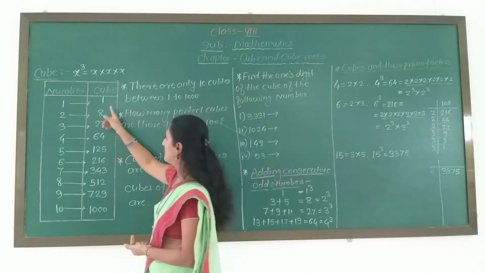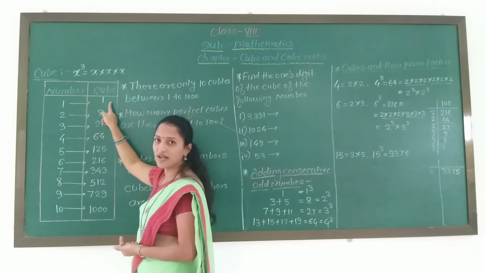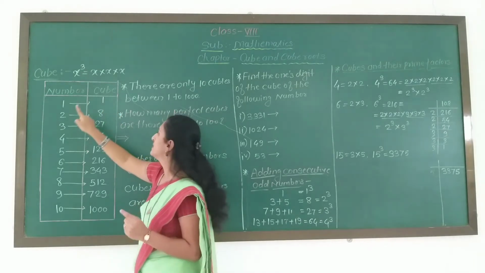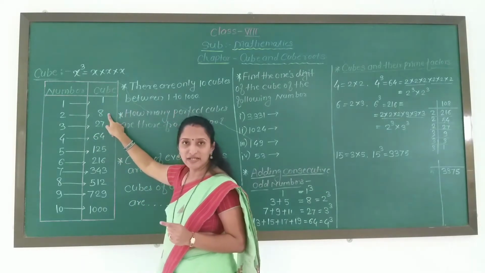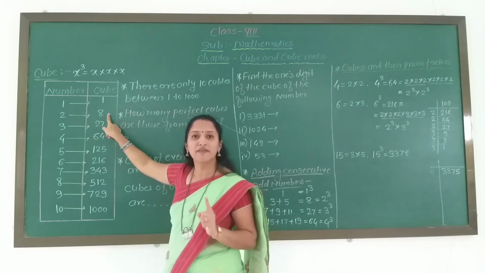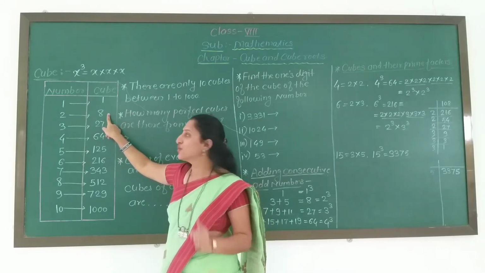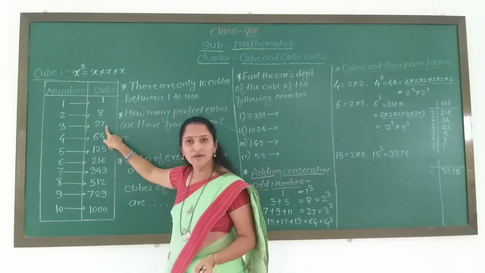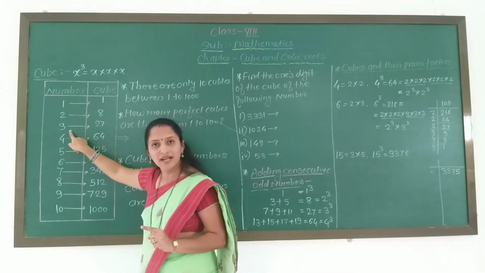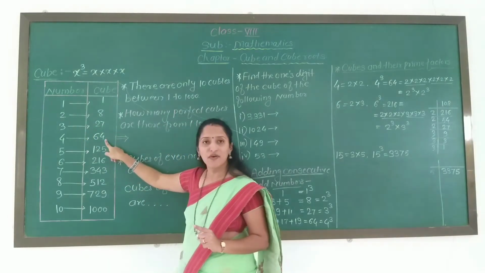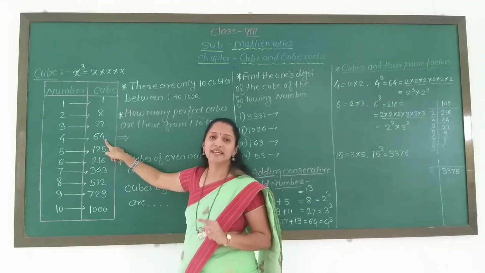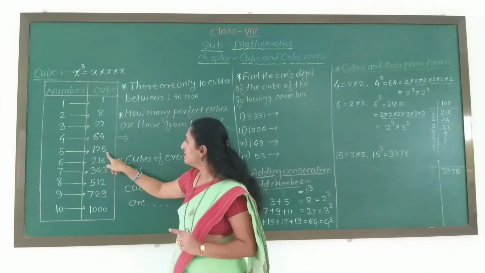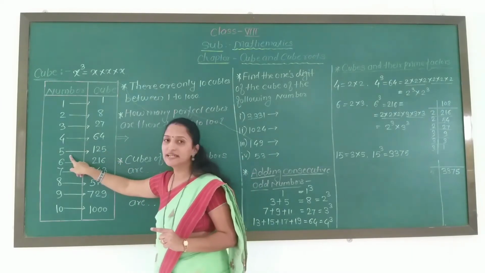Now look at the same table. Here, cube of 1 is 1. That means 1 is a perfect cube since it is the cube of number 1. Right? Cube of 2 is 8. So 8 is a perfect cube. Why is it a perfect cube? Since 8 is the cube of 2. Similarly, 27 is a perfect cube since it is the cube of number 3. 64 is also a perfect cube since it is the cube of number 4. Right? Now 125 is also a perfect cube since it is the cube of 5.